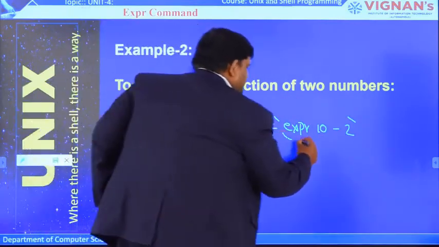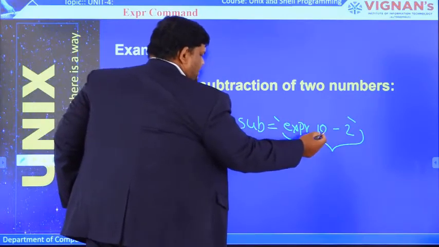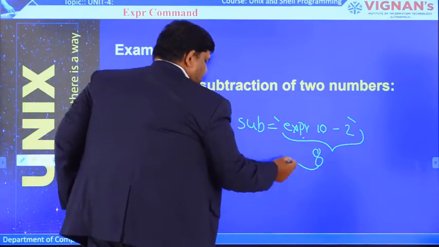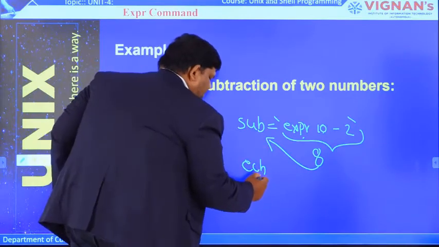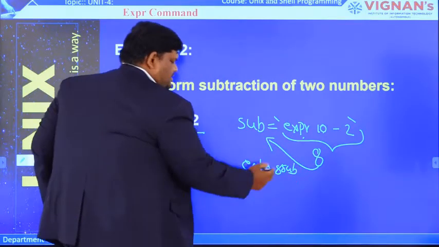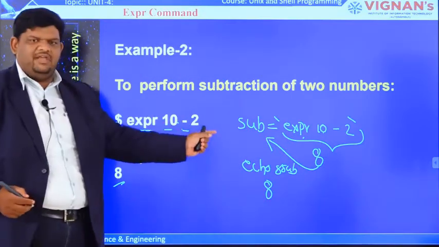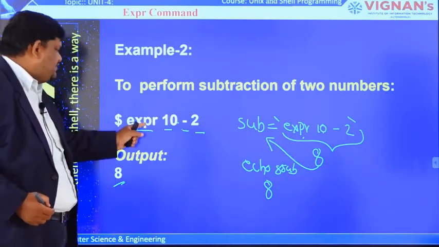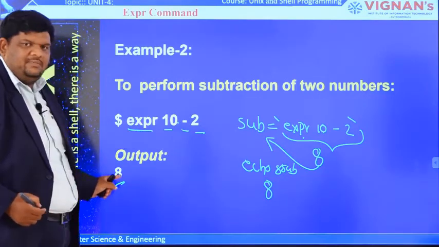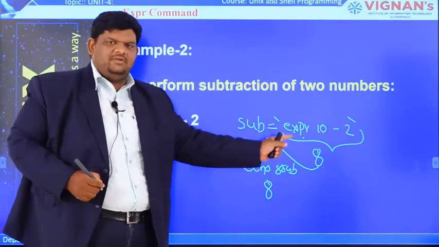So this entire thing we can treat as a value. Shell will evaluate this first and the answer is 8. So this 8 will be assigned to sub. If you want to print that result, echo space dollar variable. So the variable is sub, then the answer is 8. With the help of these two ways, we can execute the expr command. In the first form, we can't hold the result. If you want to hold the result, we have to write it this way, variable is equal to value.